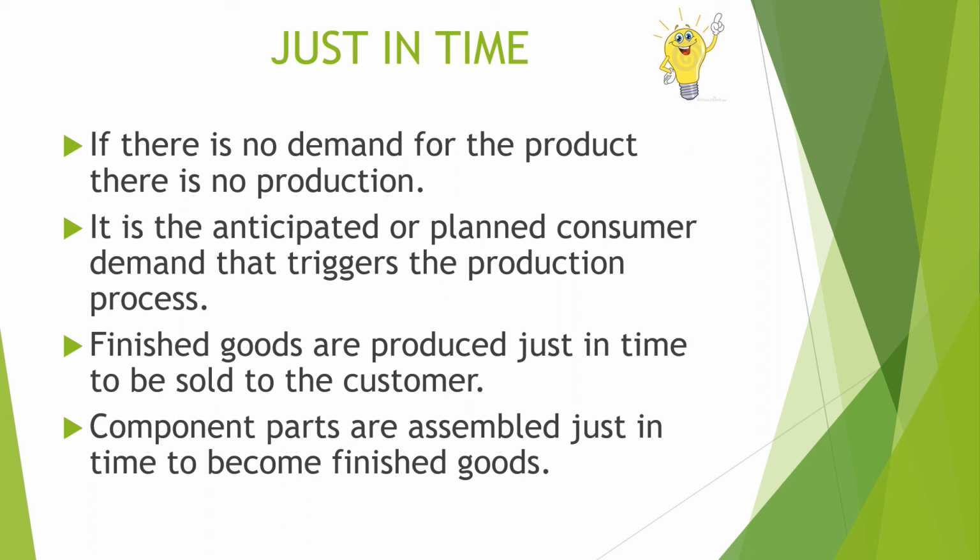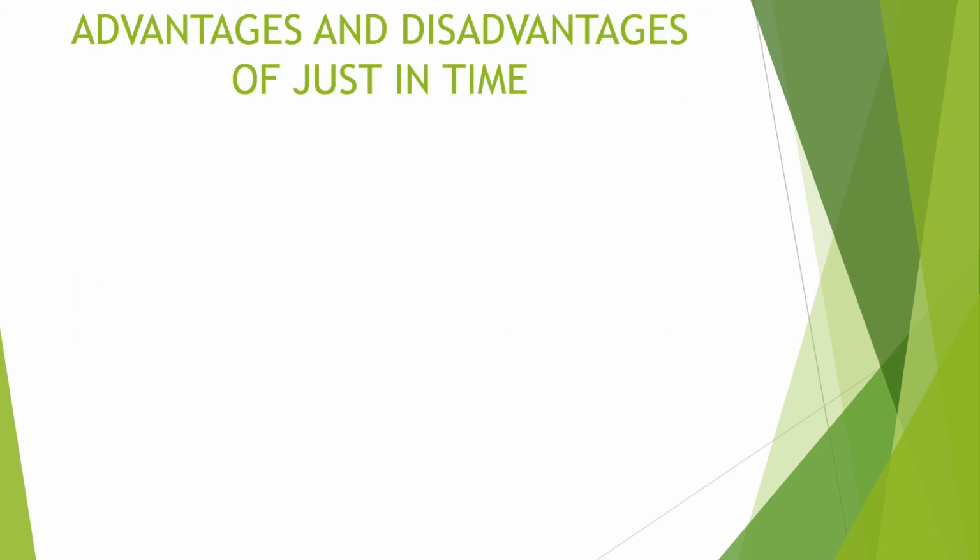You'll find that finished goods are only produced just in time to be sold to the consumer. And if the production process requires component parts, they'll be assembled just in time to become finished goods. So for example, with a car, there'll be different parts of a car. They'll not be made until the customer demands the product.